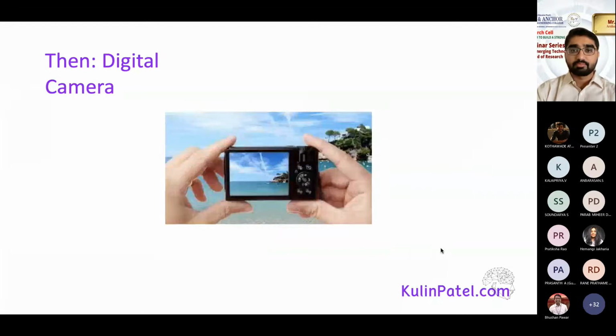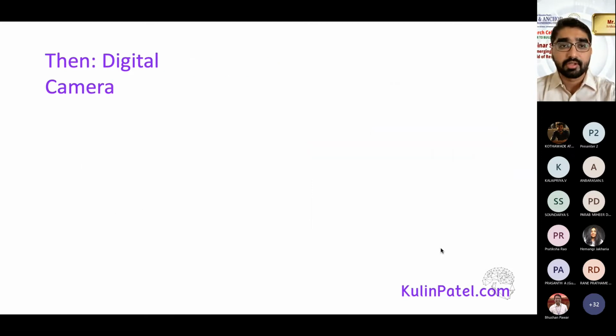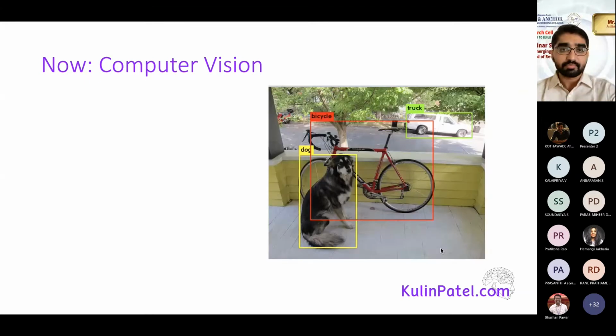What is the digital age? The images are in the form of pixels. For the photographic camera, when the light comes to the photographic film, it changes the color, and we develop that film. But in digital, we capture the images and store them as pixel values. And now the part comes from computer vision: we analyze these values in the form of pixels.